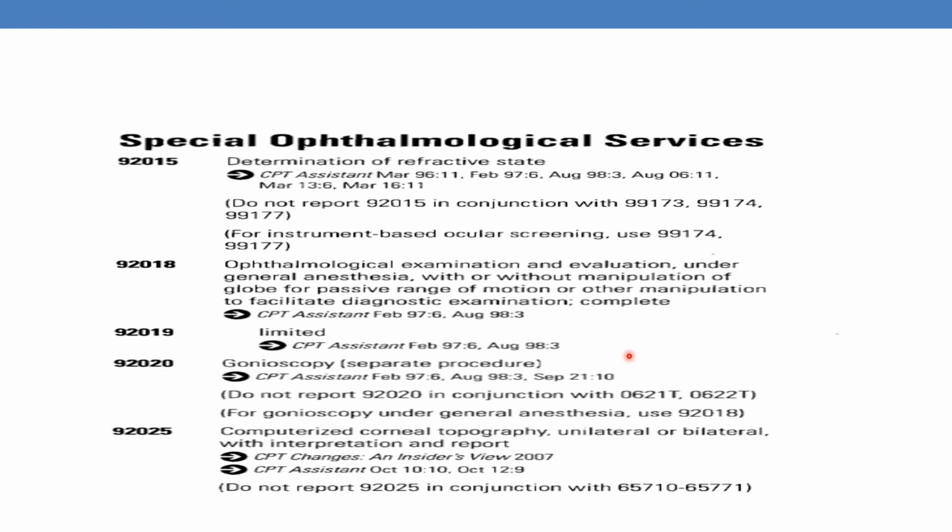For complete ophthalmological examination and evaluation under general anesthesia with or without manipulation of the globe for passive range of motion or other manipulation to facilitate diagnostic examination, the CPT is 92018. And if the examination is limited, you need to report 92019. The next CPT is 92020. It is given for gonioscopy. The next CPT is 92025. It is used for computerized corneal topography, unilateral or bilateral, with interpretation and report.